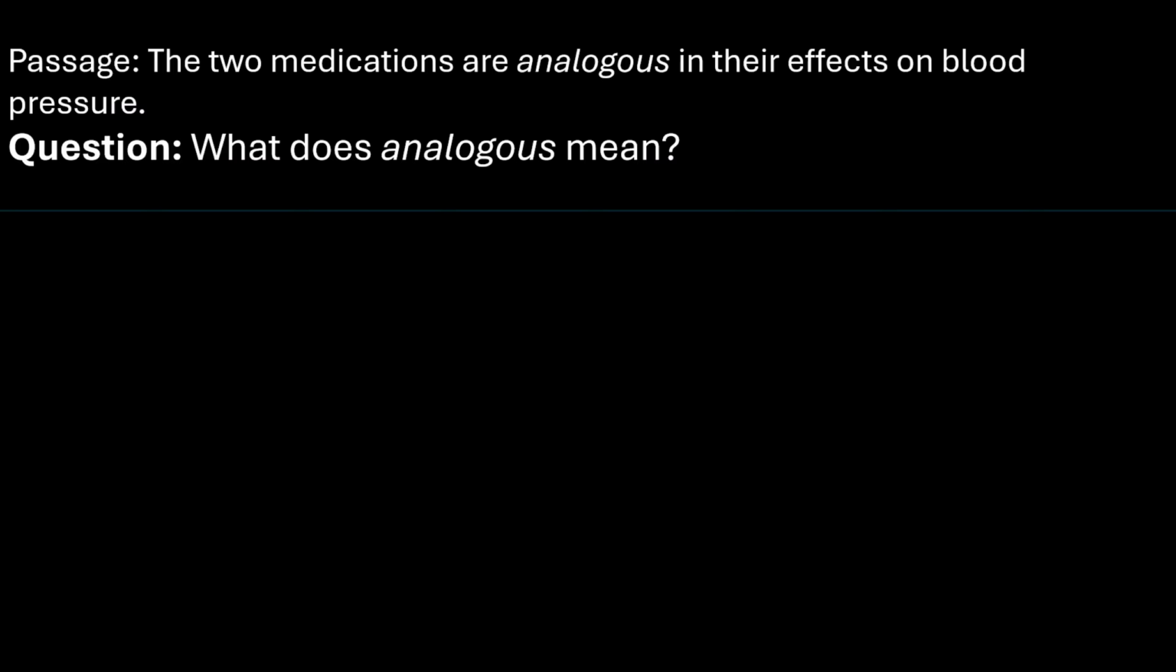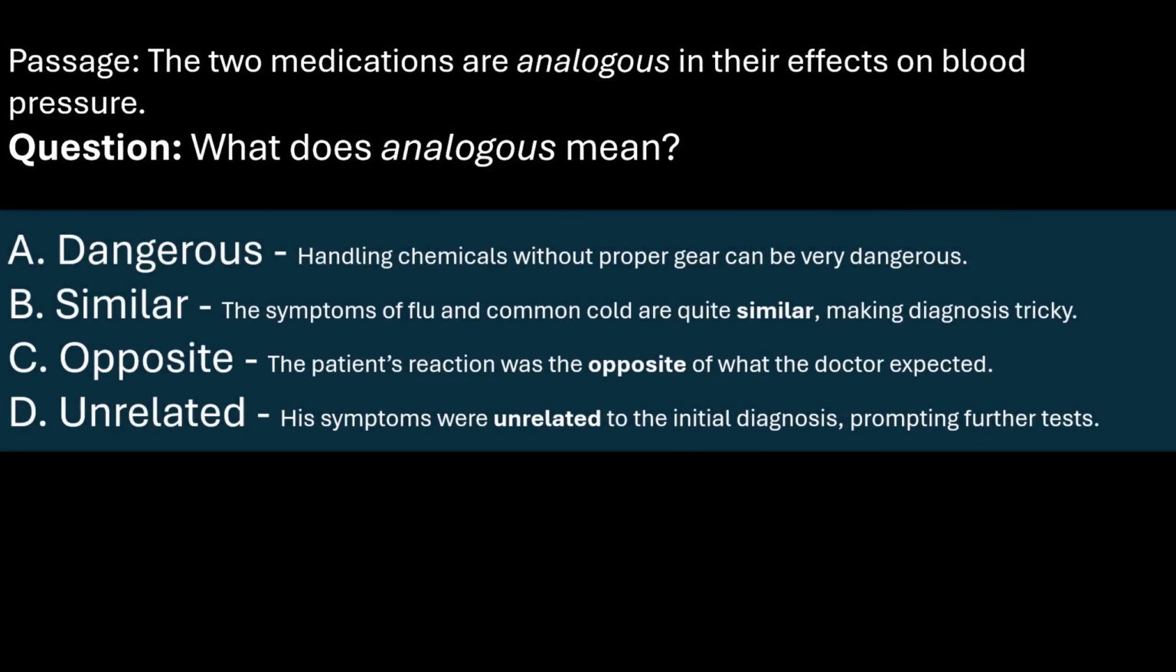So the two medications are analogous in their effect on blood pressure. What does analogous mean? So let's see. Dangerous, similar, opposite, unrelated. Dangerous, handling chemical without proper gear can be very dangerous. Similar, the symptom of flu and common cold are quite similar, making diagnosis tricky. Opposite, the patient's reaction was the opposite of what the doctor expected. Unrelated, his symptoms were unrelated to the initial diagnosis, prompting further test.